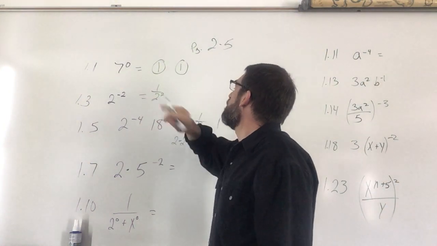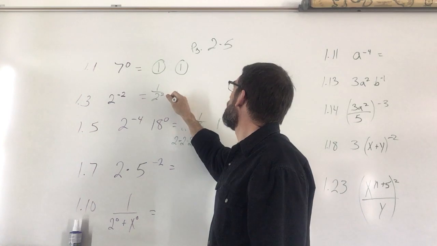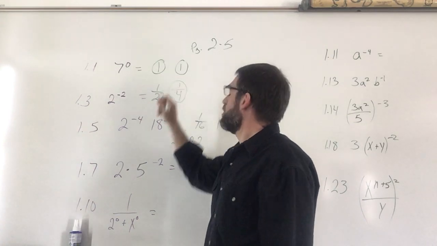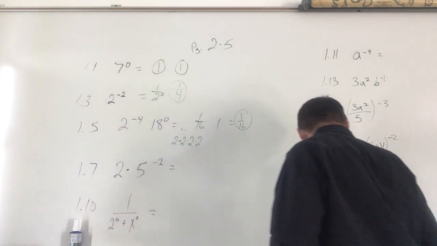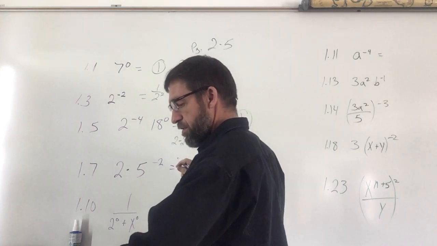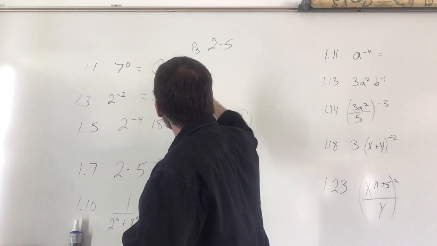So here I got 2, 2. So that would be 2 times 2 is 4 over 1. So my answer is 1/4. I believe this thing here is giving up the ghost. 1/4 for this answer here. And that is correct, according to the answer key.